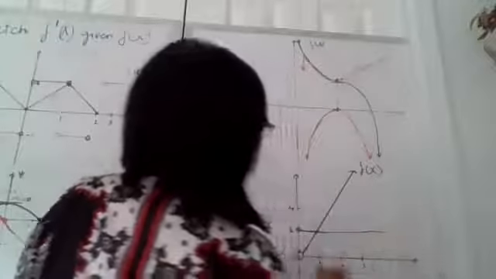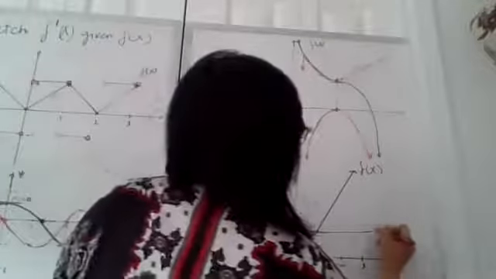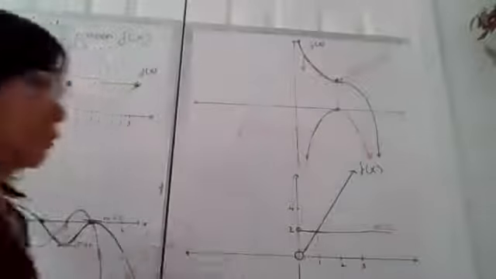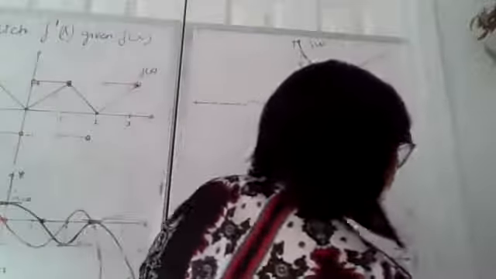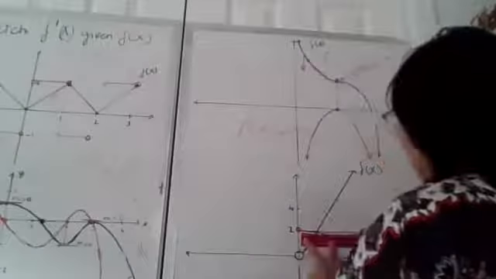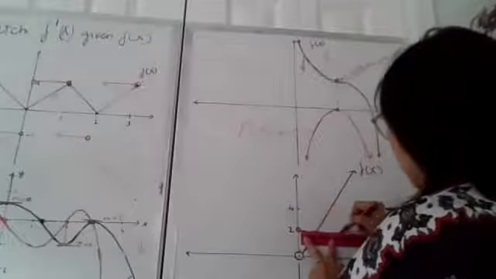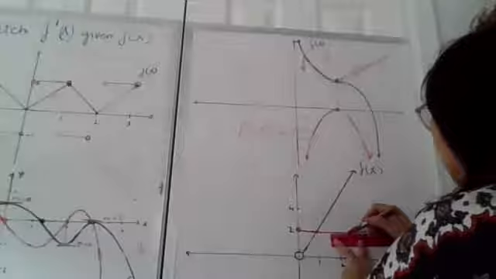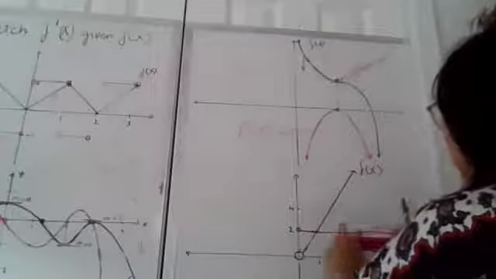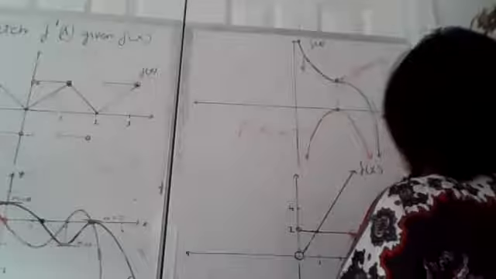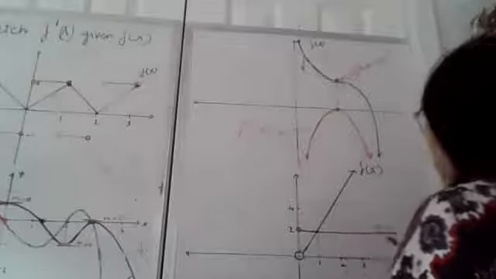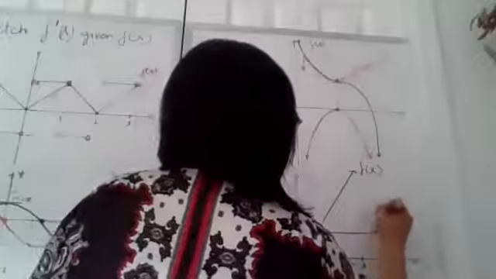Because this slope never changes, this slope has a value of 2 and it never changes. So it's represented by a horizontal straight line that never changes. So this is how we sketch our derivative function. This is f of x and this is f prime of x.